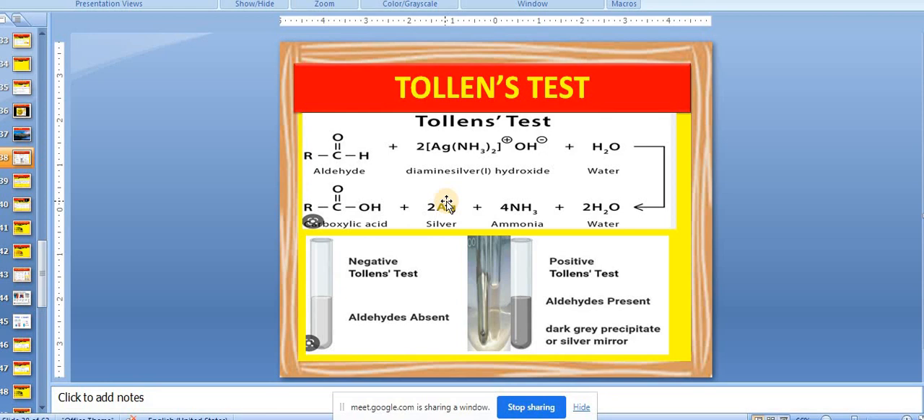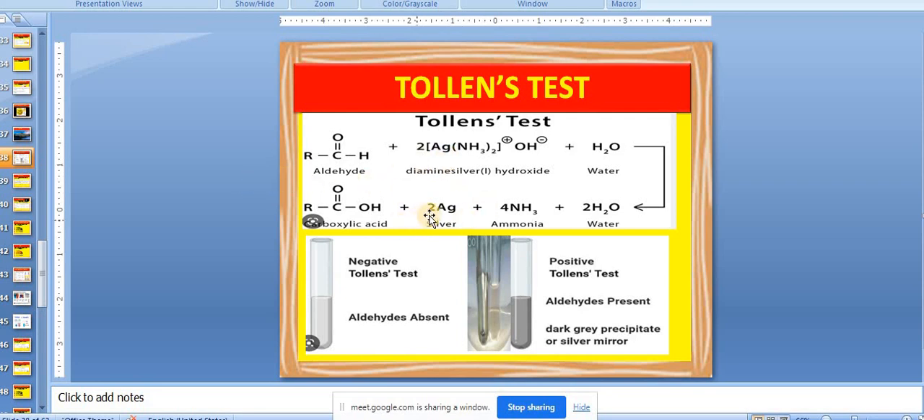Tollen's reagent acts as an oxidizing agent. Is it clear to everyone? Is this concept clear to you? +1 changes to 0. This is reduction, and Tollen's reagent acts as an oxidizing agent. A very, very important point we need to remember.